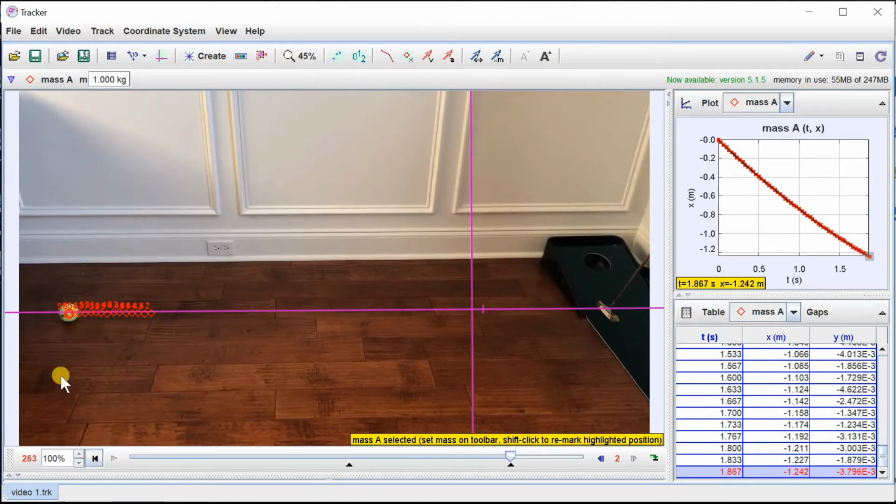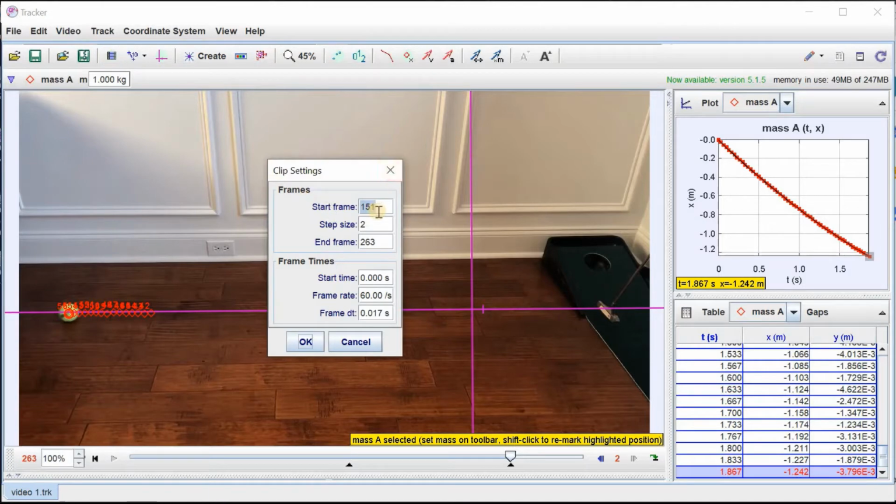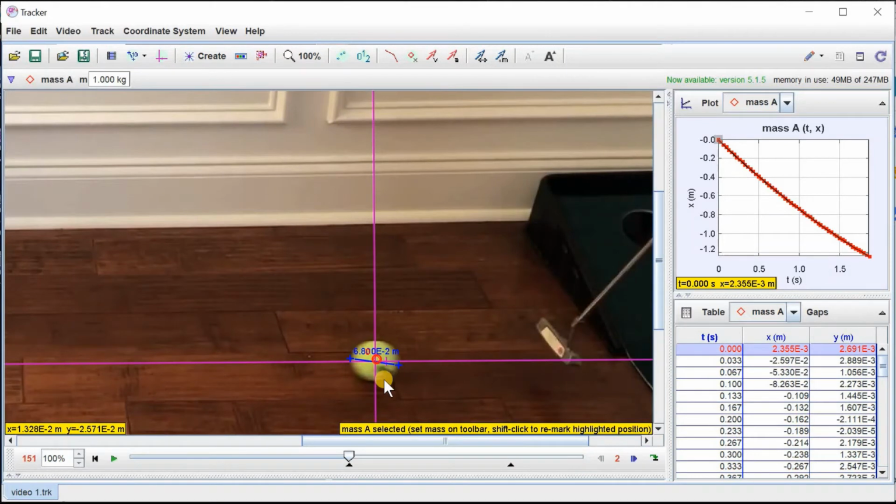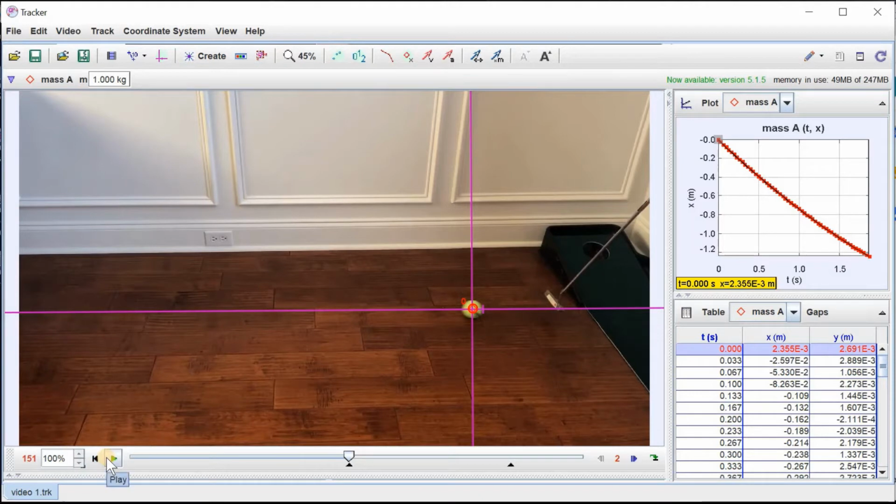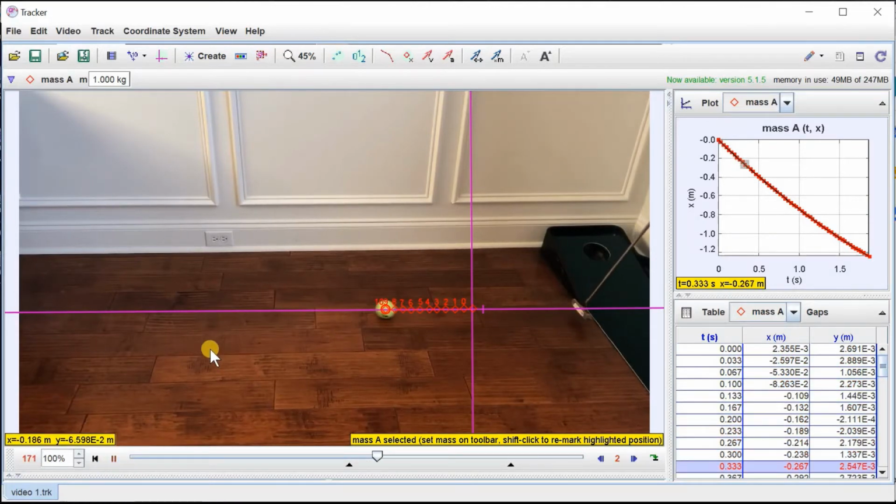As you can see, I selected the time frame from 151 to 263. I used a calibration stick to calibrate the scale by stating the diameter of the tennis ball, which is 6.8 times 10 to the negative second meters. I also set the coordinate axis so that the ball is moving in the negative x direction.